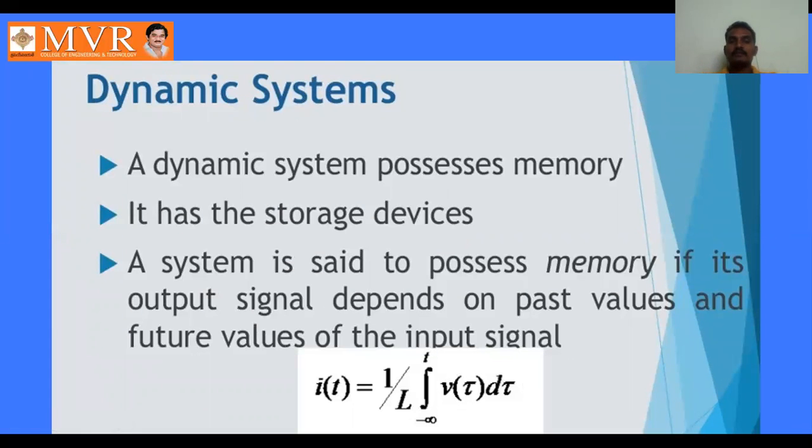Next, coming to the dynamic systems. Dynamic systems have memory. They have storage devices. So a dynamic system possesses memory. A system is said to possess memory if its output signal depends on past values and future values of the input signal. That is represented mathematically as i of t equal to 1 by L integral from minus infinity to plus t of v of tau d tau.